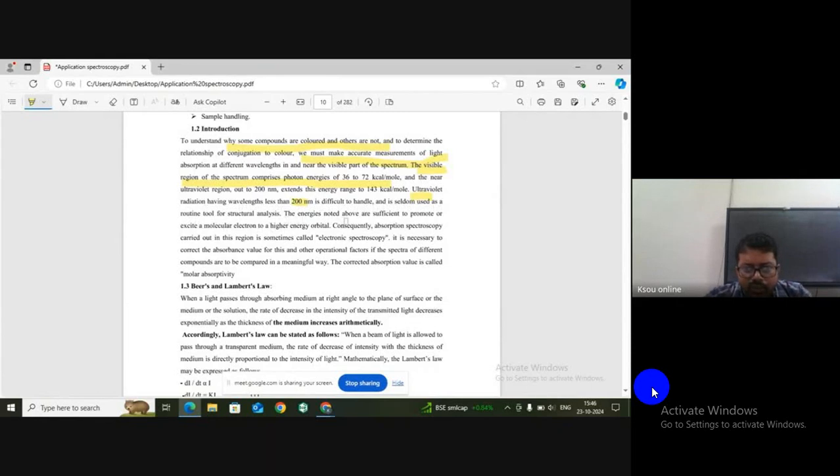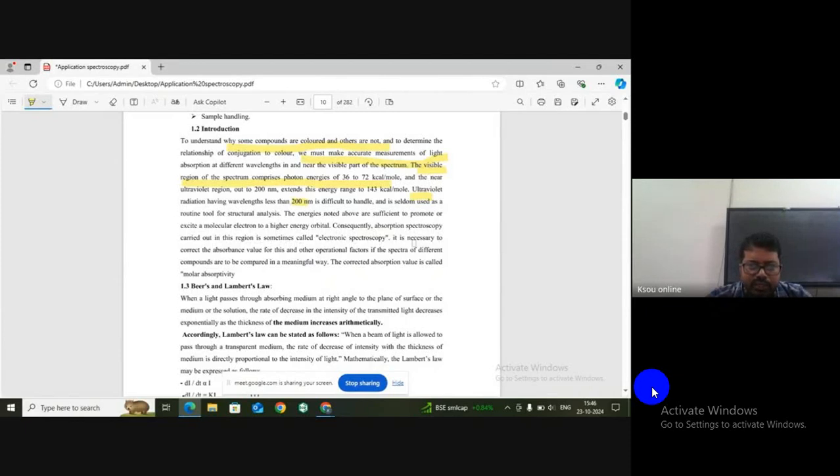The energies noted above are sufficient to promote an exact molecular electron to a higher energy orbital. The region more than 200 and less than 400 nanometers comes under UV spectroscopy. Consequently, absorption spectroscopy carried out in this region is sometimes called electronic spectroscopy.